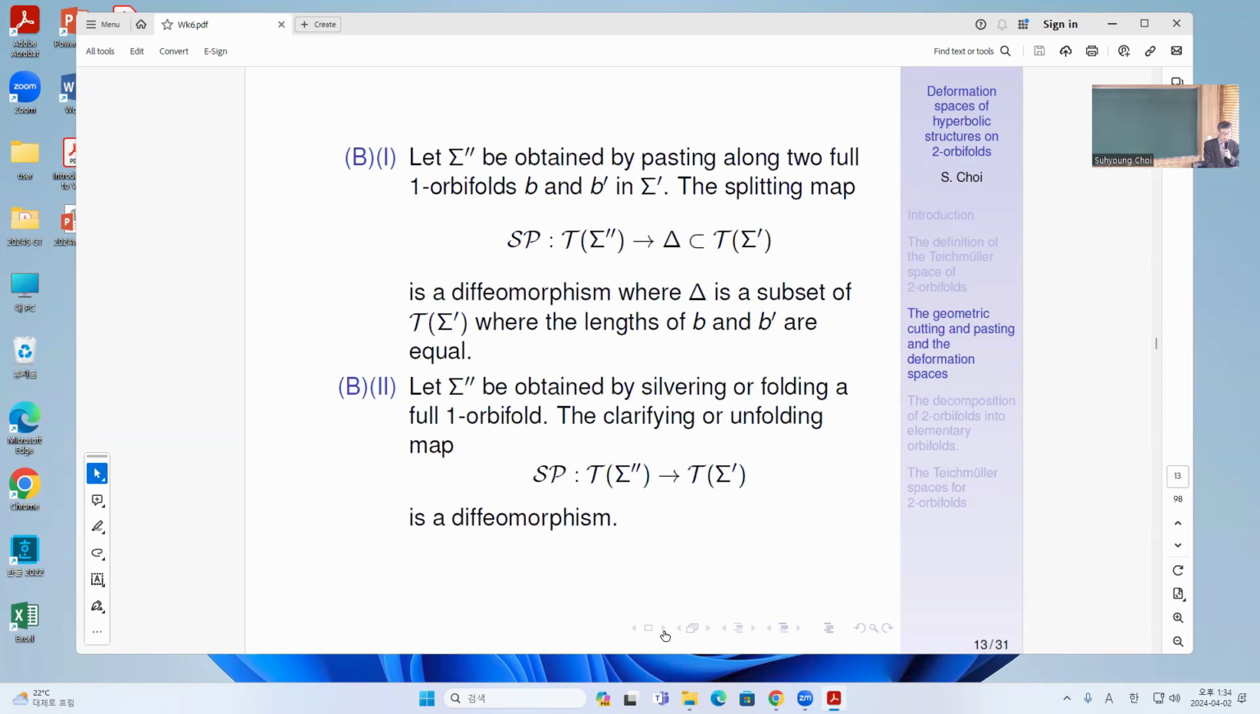So it becomes even smaller. And then if sigma double prime is obtained by silvering or folding, then again this is just a diffeomorphism, right? So SP is what you call the splitting map here. So it can split.